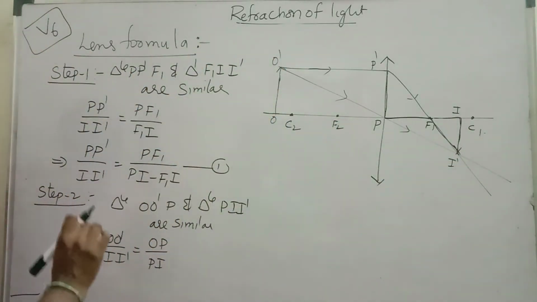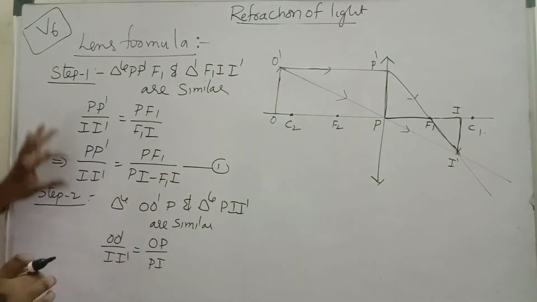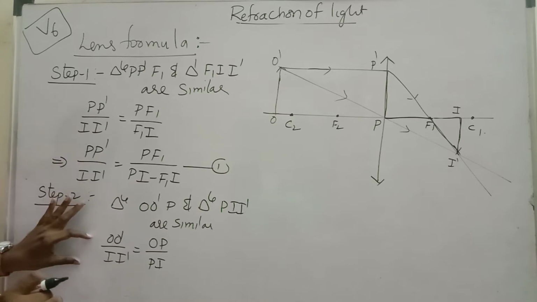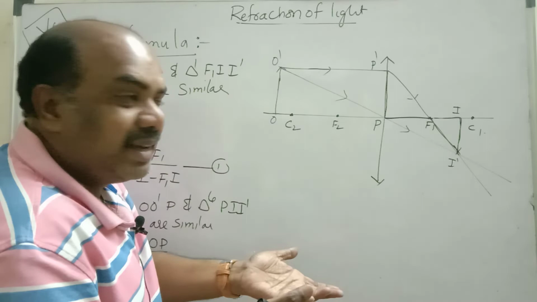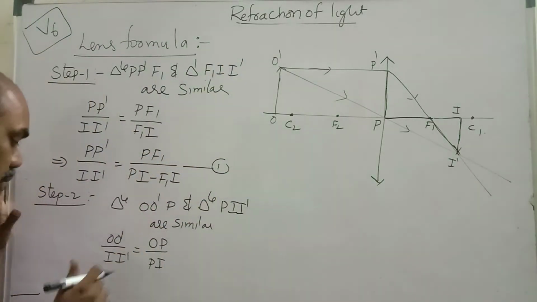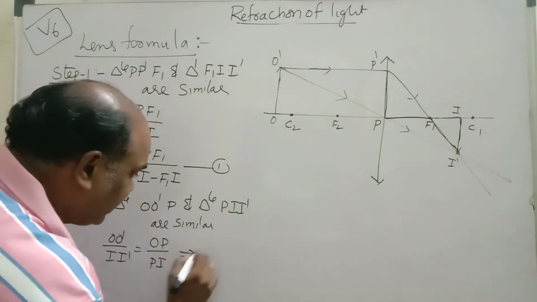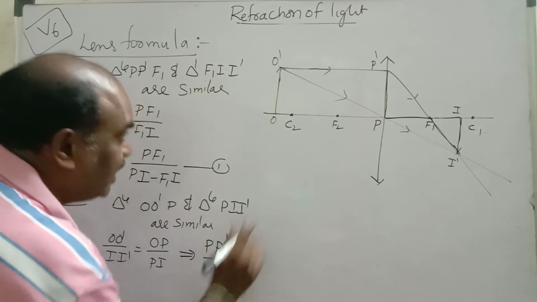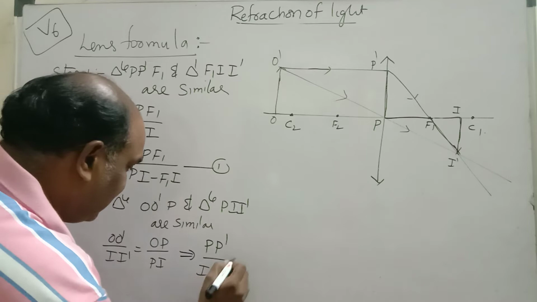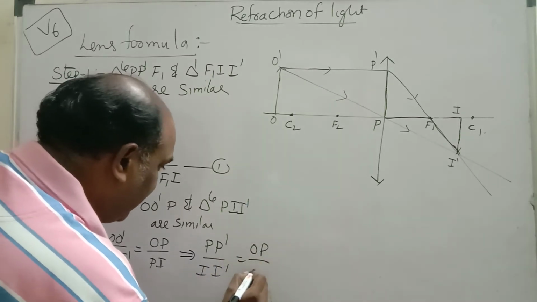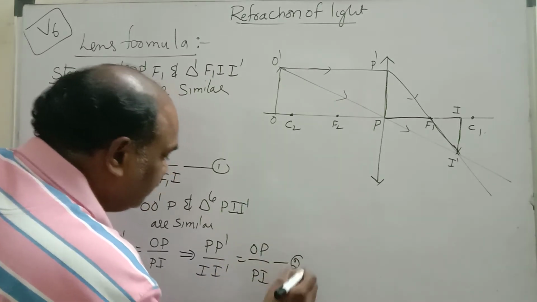Any doubts? But observe children, if you want to compare these two, O dash and P dash heights are same, no? Why? Because these two are parallel. So O dash can be written as P dash. O dash place I am writing P dash. P dash by I dash is equal to OP by PI. This is equation number 2.